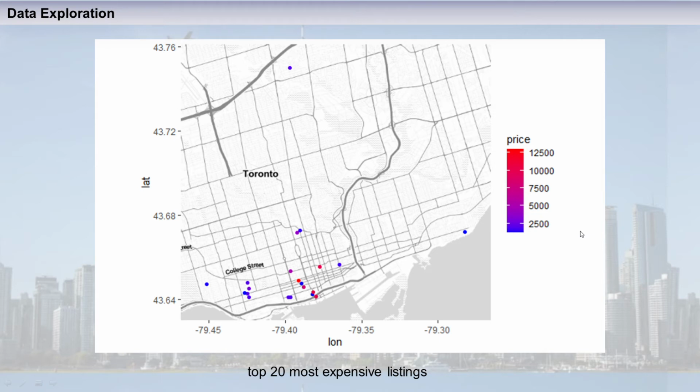This plot shows the top 20 most expensive listings. We can find that most of the top 20 most expensive listings are located in the downtown area.